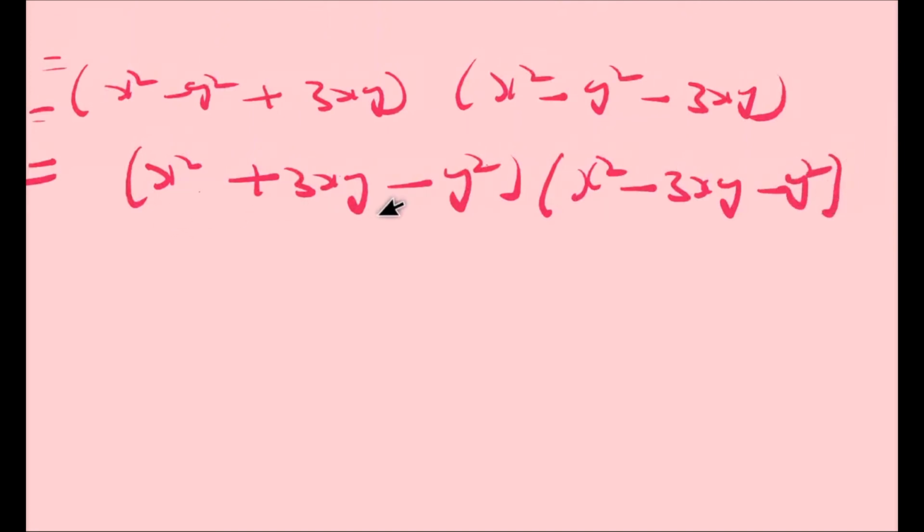Now we can use the quadratic equation also. 1 into 1, we have to multiply 1 into 1 equal to 1. Difference should be 3, so we cannot find it. Here is also 1 into 1, difference should be 3. We cannot find it. So it is your required answer. This is your perfect squaring method.